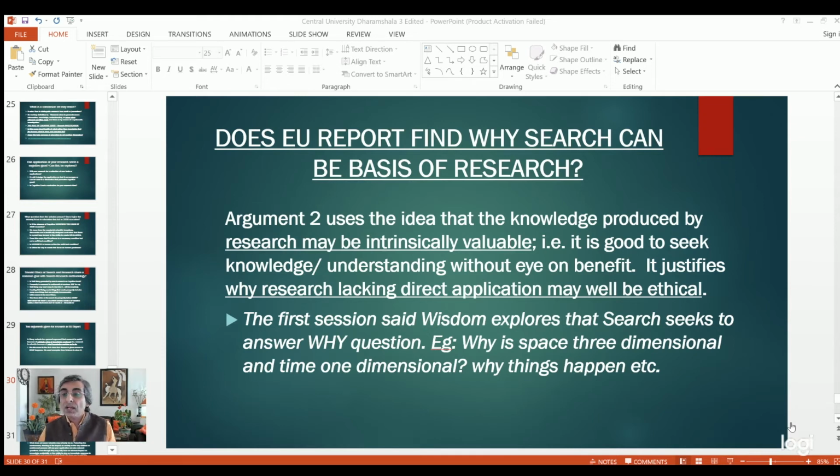Because argument 2 uses the idea that knowledge produced by research may be intrinsically valuable. It justifies why research lacking direct application may well be ethical. In the very first question we asked, why is space three-dimensional and time one-dimensional? Why things happen? So that was the basis of the very beginning of our interactions. Therefore, we are going to pause here so that you can think over what does not seem valuable may actually be so. They said in the previous slide that even though research may be lacking direct application, still you pursue it for its intrinsic value.